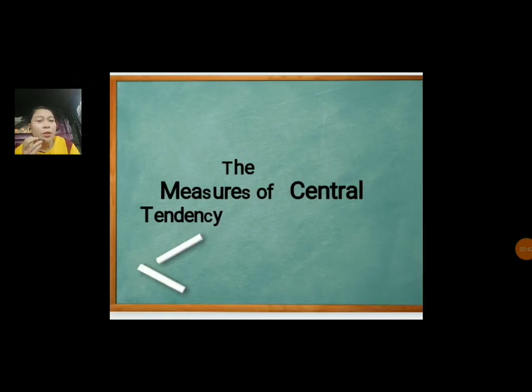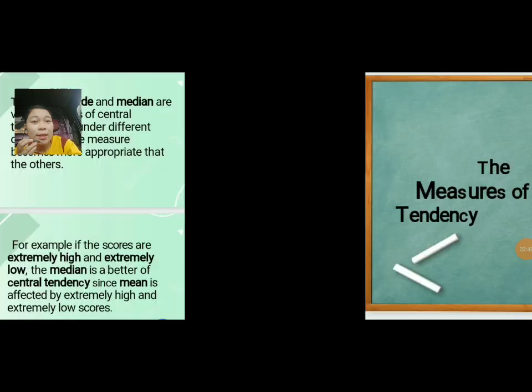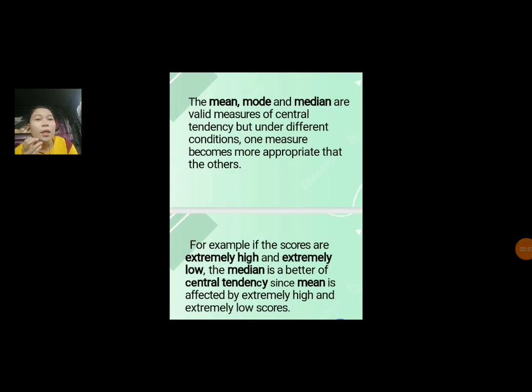So let's start with the measures of central tendency. As I said earlier, there are three measures of central tendency, and those are the mean, median, and mode. All three are valid measures of central tendency but under different conditions. We cannot use the mean just because we want to, and we cannot use the median just because we feel like it. All three are valid, but there is a proper way and proper time to use them.